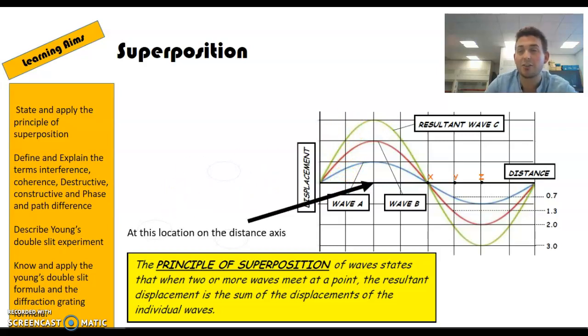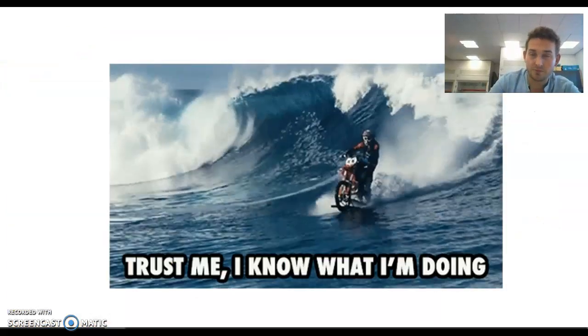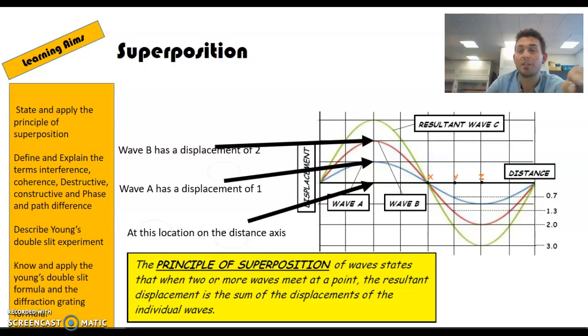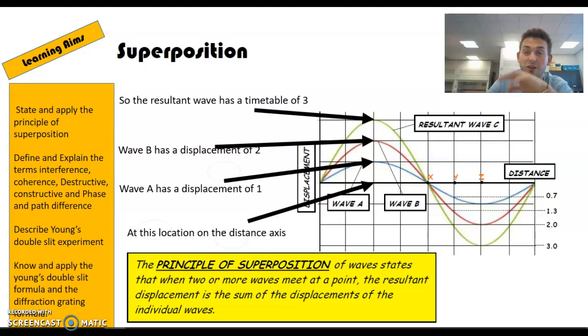So at this location on the distance axis, wave A has a displacement of 1, wave B has a displacement of 2, and so I bet you can guess what the resultant wave has a displacement of. Right, it's 3. They've just added up, they've summed up like that.